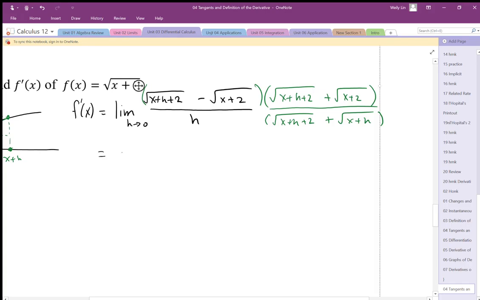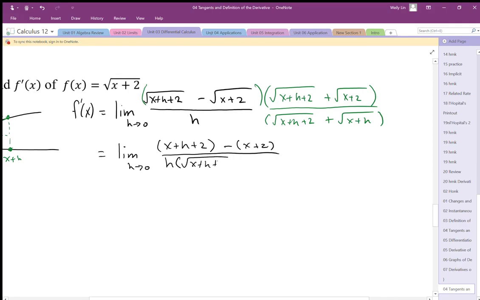So again, plugging that in, the limit as h goes to 0, we're going to end up with square root of x plus h plus 2 squared minus square root of x plus 2 squared. And in the denominator, we're going to have h times square root of x plus h plus 2 plus square root of x plus 2. So lots of things again are going to cancel out. We're going to have our x's cancel, our plus 2 minus 2 cancel. There's our h factor.